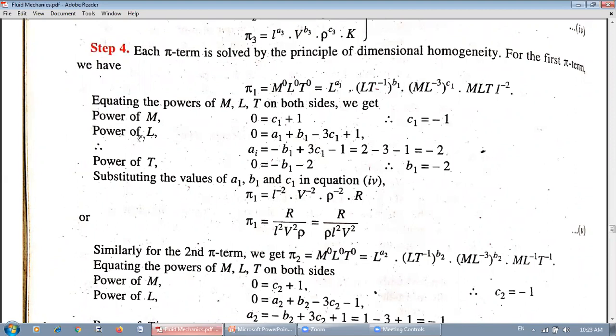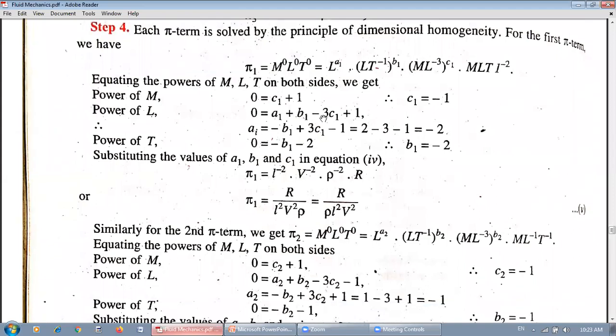Now we have to equate the power of L. So the power of L on the left hand side is equal to 0. So you have a 0 over here, which is equal to, now L raised to plus A1, so write down the plus A1. Then L raised to plus B1, so write down the plus B1. L raised to minus 3C1, so write down the minus 3C1. Now L raised to plus 1 is there, so plus 1. In this particular case, C1 we know, but A1 and B1 are the two unknowns.